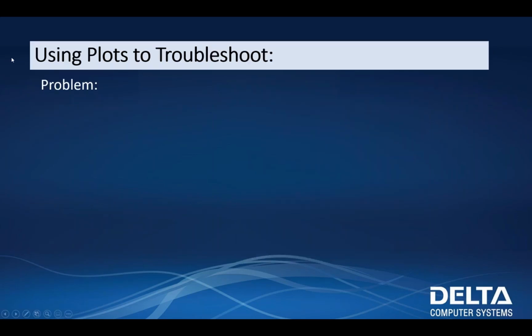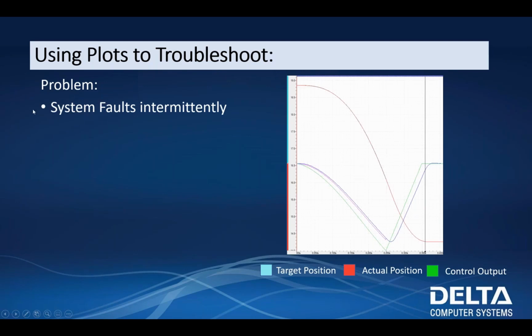Okay, so what if we have a troubleshooting issue and we need to use a plot to see what's going on here? Maybe I have a problem like this. My system faults intermittently. If I could capture a plot, it would look like this. Actual position, target position, control output, right? My control output's going down. So I've got an error here. I'm not sure what's going on, but let's say I'm not even around to capture this plot.